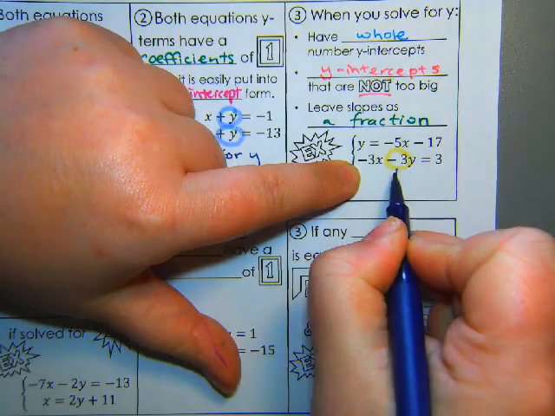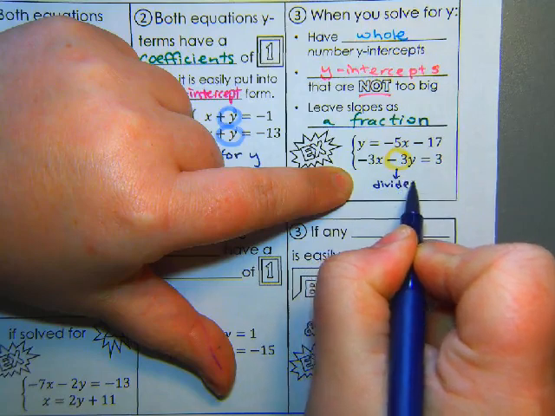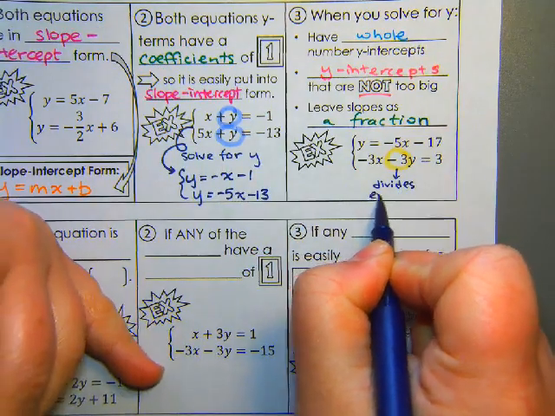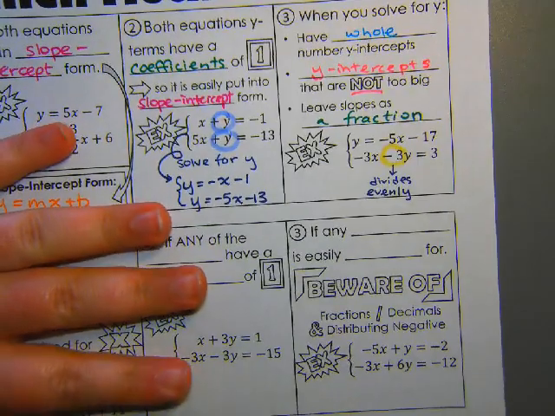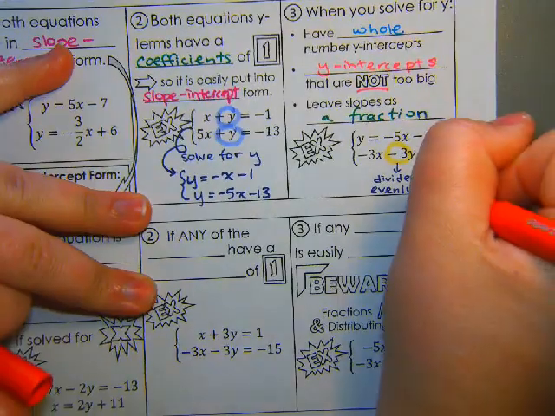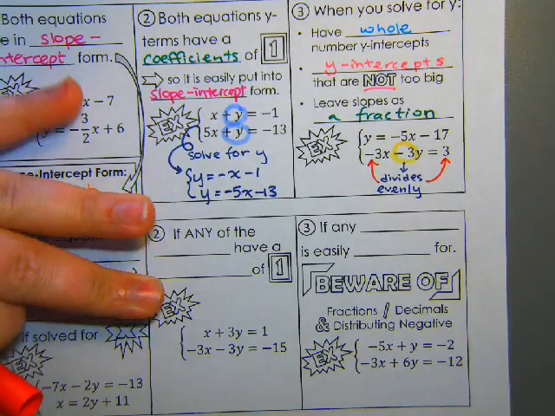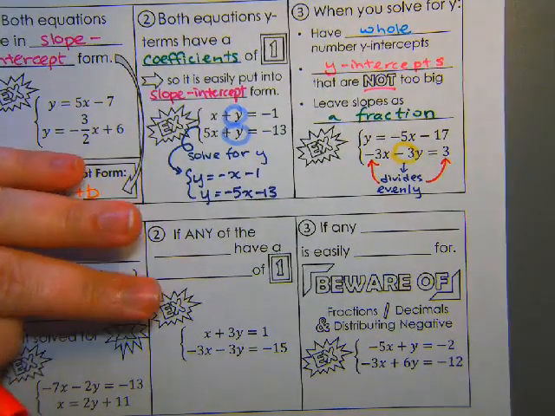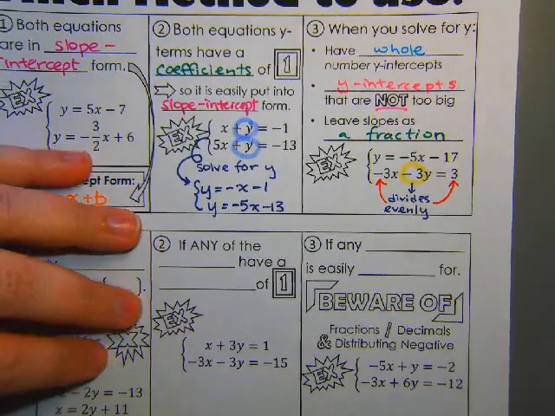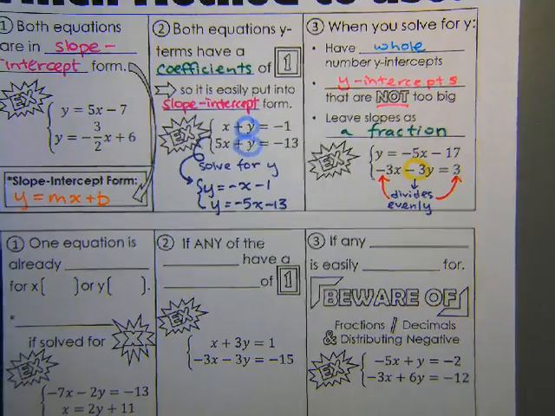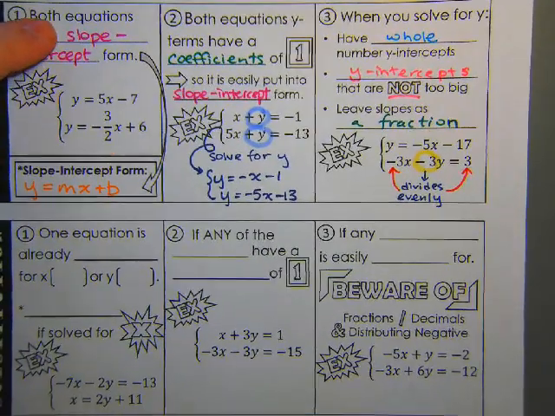So notice here that this divides evenly, and that divides evenly into this number and this number. So again, just a quick way to check to make sure that when you solve, you're going to have nice numbers in the end. Okay, so those are when you want to do graphing, or when it would be a good choice to use graphing.